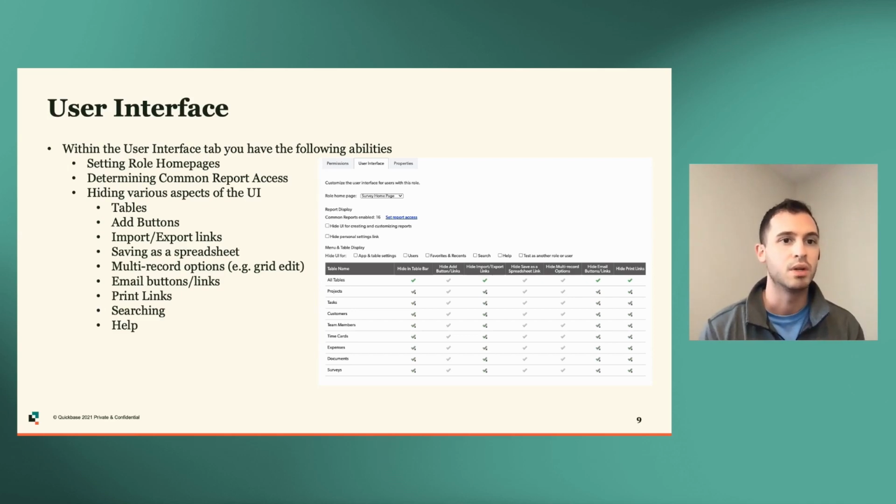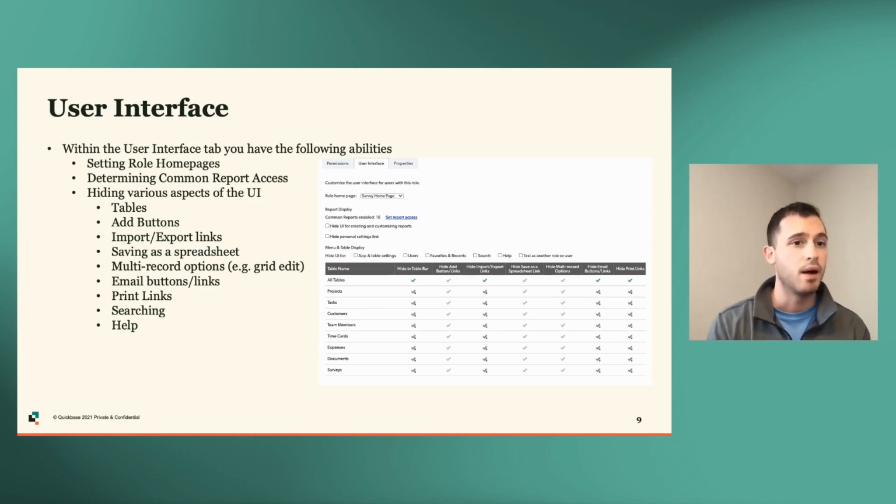Additionally, you can determine common report access. So like we saw on the previous slide, the ability to add to that common report access list, you can actually set individual reports to be available depending on the role who's accessing it.